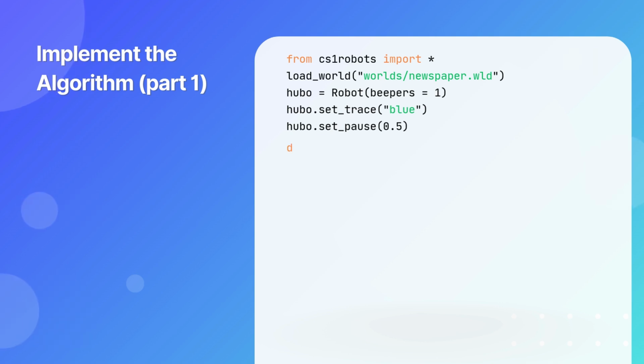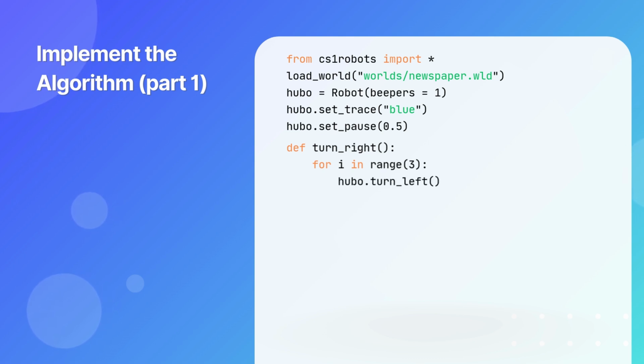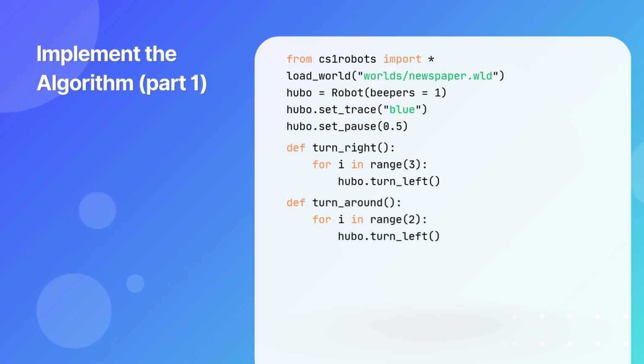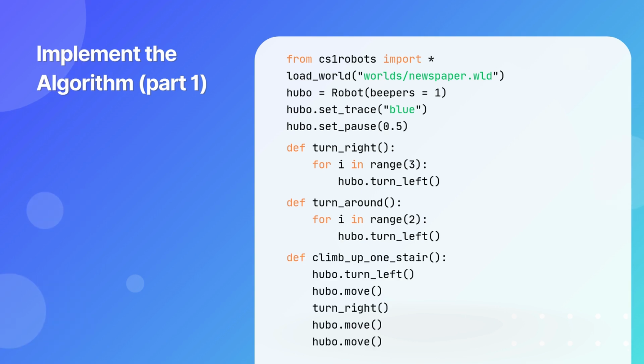To facilitate navigation, the program defines helper functions for specific tasks. The turn_right function enables the robot to turn right by making 3 left turns, a workaround since the robot library supports only left turns. Similarly, the turn_around function allows the robot to make a 180-degree turn by performing 2 consecutive left turns. These foundational functions ensure the robot can orient itself effectively while climbing or descending stairs and navigating the grid. The task of climbing stairs is decomposed into manageable steps.